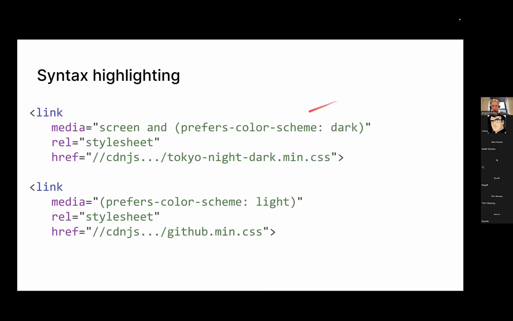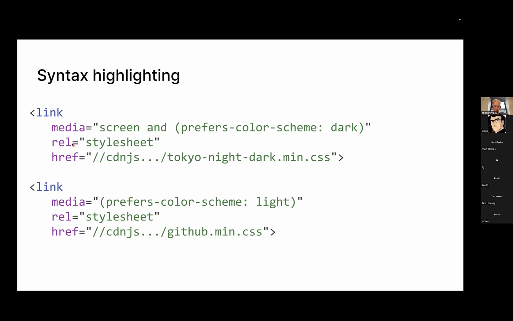Yeah, to make it even cooler, you can actually have a day mode and night mode for your syntax highlighting completely for free with no JS. So what you can do is load two different style sheets. Here I've got Tokyo Night Dark, which is a cool night theme. And I've got GitHub, which is the GitHub-style light theme that I think is quite good.